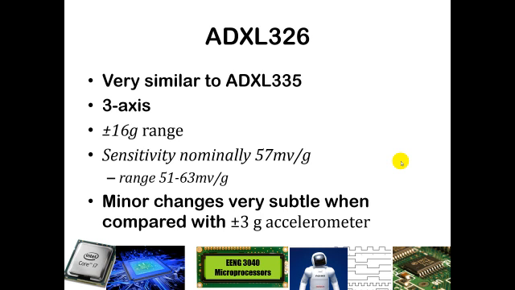And in order to accommodate that large of a range within the same voltage restrictions, it has a much smaller sensitivity per G. So nominally, it only has a sensitivity of 57 millivolts per G, and given a 10% tolerance on that, that means for every G that is experienced, we can see a change in voltage of between 51 and 63 millivolts. So what that will mean is when you reorient the position of the ADXL326, you're going to see a much smaller change in voltage going from one position to another than you would with the 335.